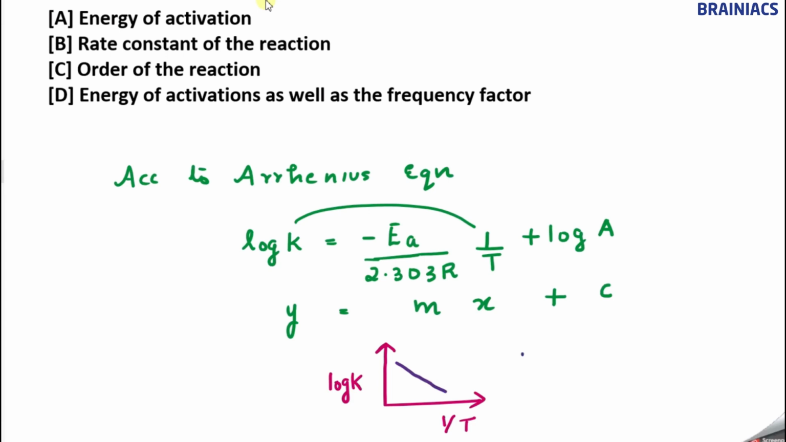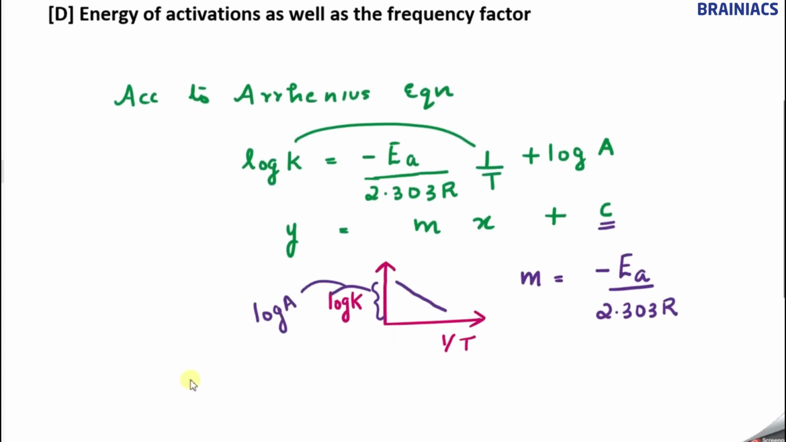And what is the slope m here? We know that m is equal to minus Ea by 2.303 R, correct? And we know that c represents the intercept, so here it can be compared with log A, so that means this is the intercept. So intercept here is how much? That is log A. And what is A here? A represents the frequency factor.